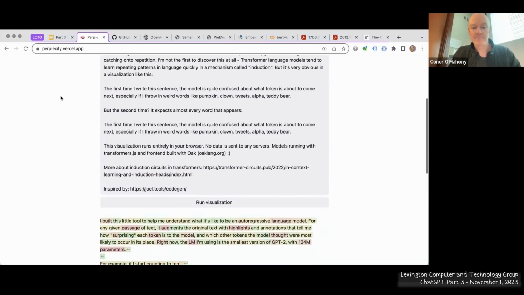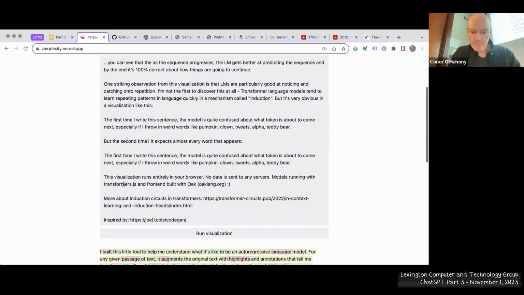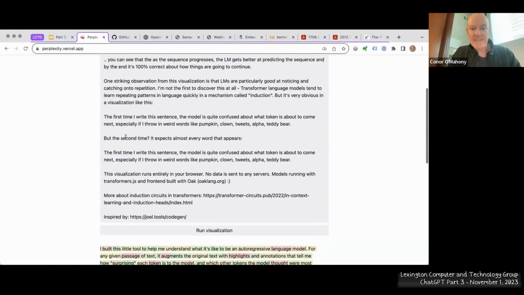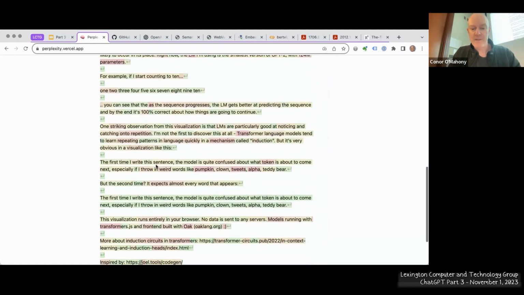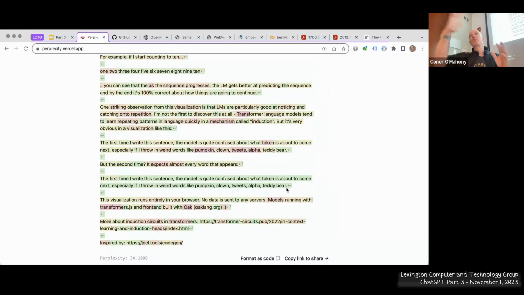Wasn't considering alpha. But then you can say, but the second time, it expects almost every word that appears. And so you repeat that sentence, and as you can see down here, all green. So this is an interesting tool for just playing around and having a look, if you were to reapply these types of models to some text to show how surprising a particular word may or may not have been. So a curiosity, so to speak.